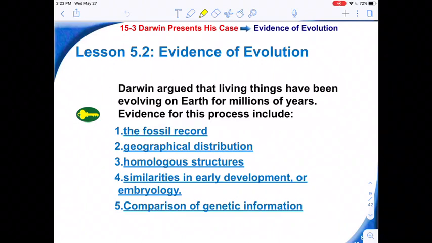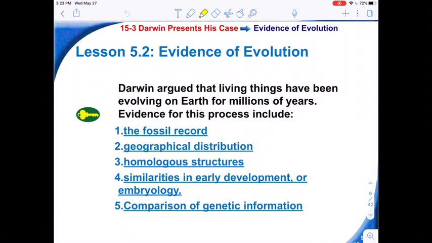So for today's guided notes, we're going to go over lesson 5.2, which is the evidence of evolution. In Darwin's book, which we talked about in the previous section of notes, Darwin argued that living things have been evolving on Earth for millions of years, and the following is the evidence that he presented in his findings.